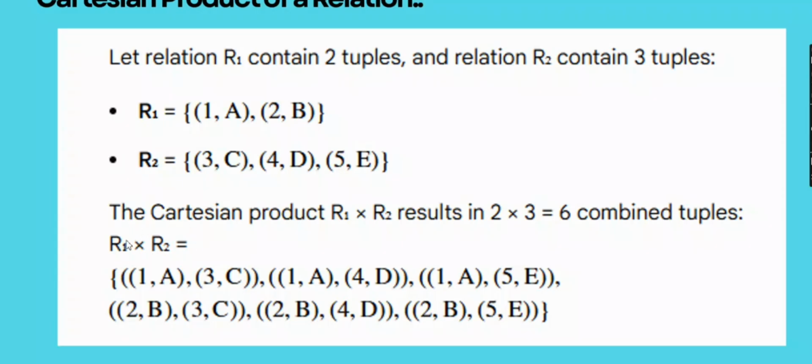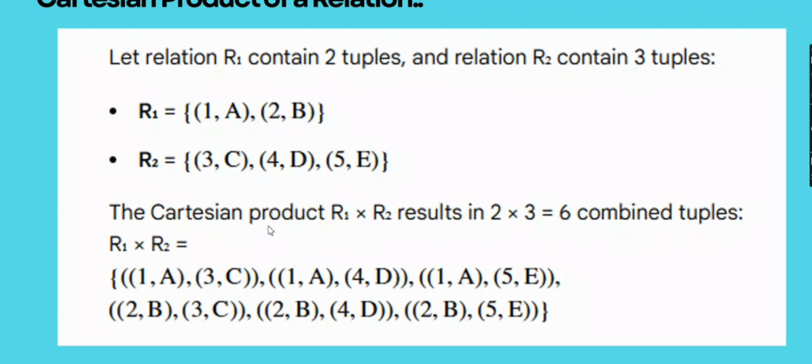So if I do this Cartesian product, what are all the different combinations that we are going to deal with in future? See, 1, A is joined with 3, C, 1, A is joined with 4, D, and 1, A is joined with 5, E. Friends, can you follow? Right. So 1, A, 3, C is one pair, 1, A, 4, D is another pair, and 1, A, 5, E is another pair. So this is being represented.